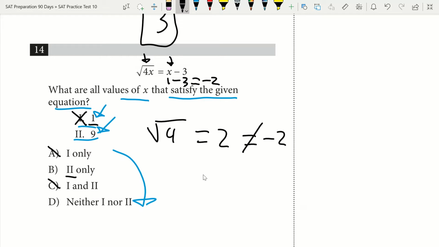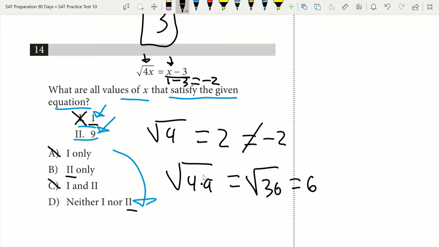I see now I have to test for number 2. Number 2 says 9. What's the square root of 4 times 9? Well, that's going to equal the square root of 36, since 4 times 9 is 36. Square root of 36 we know will equal 6. Next thing we have is x minus 3. So what about 9 minus 3? Does that also equal 6? We see that it does also equal 6. Thus we have 6 equals 6, right? We see that that is correct. Thus our answer will be answer choice B for 14.